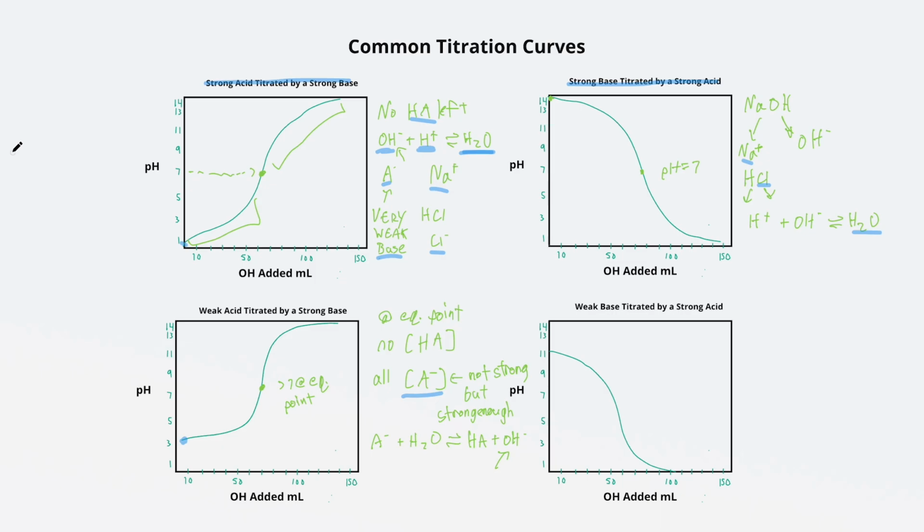And then as we continue to add OH past the equivalence point, the pH will just rise because the OH concentration is rising because nothing is neutralizing it.